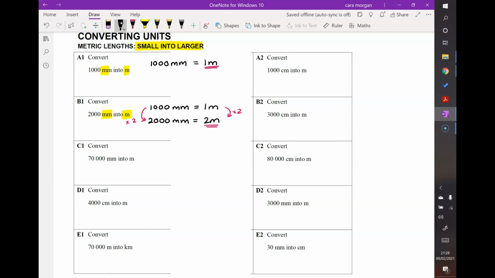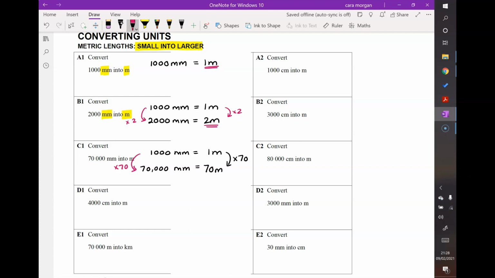Now I'm going to start with my relationship again. I've got 1,000 millimetres is 1 metre. This time I've got 70,000 millimetres. Well, that's just 70 times as big. It's an awful lot of millimetres. I'm going to times both sides by 70. I'm going to get 70 metres.